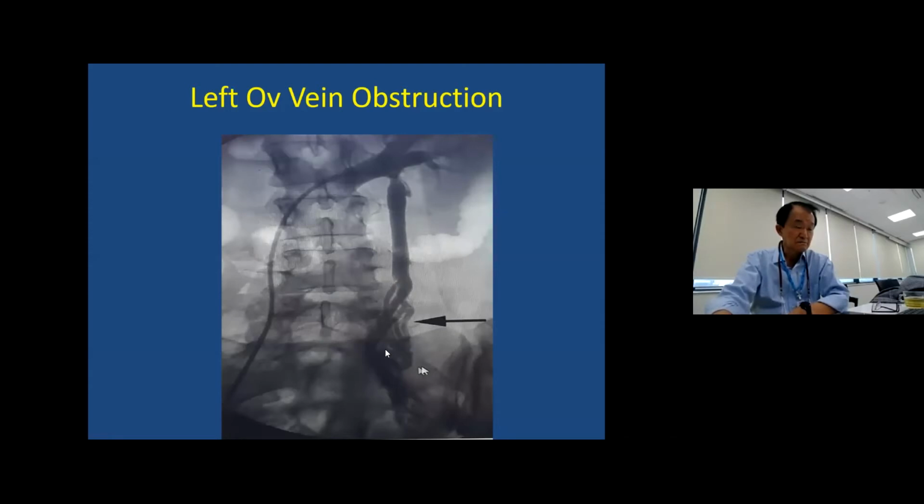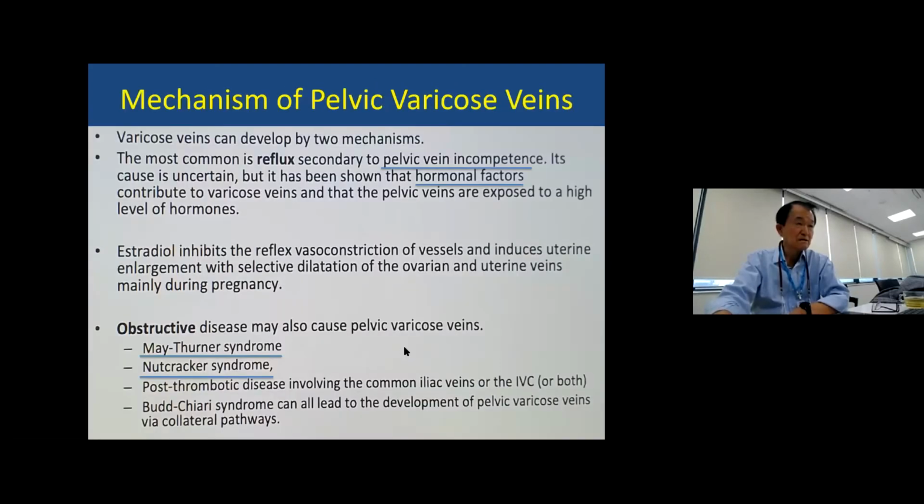So here, all clear. The mechanism is just pelvic venous incompetence. The venous system has certain valves. When you're getting old, the valve function decreases, and some say there are hormonal factors. And there are two well-known obstructive diseases, called May-Turner syndrome and nutcracker syndrome, of the pelvic varicose veins.